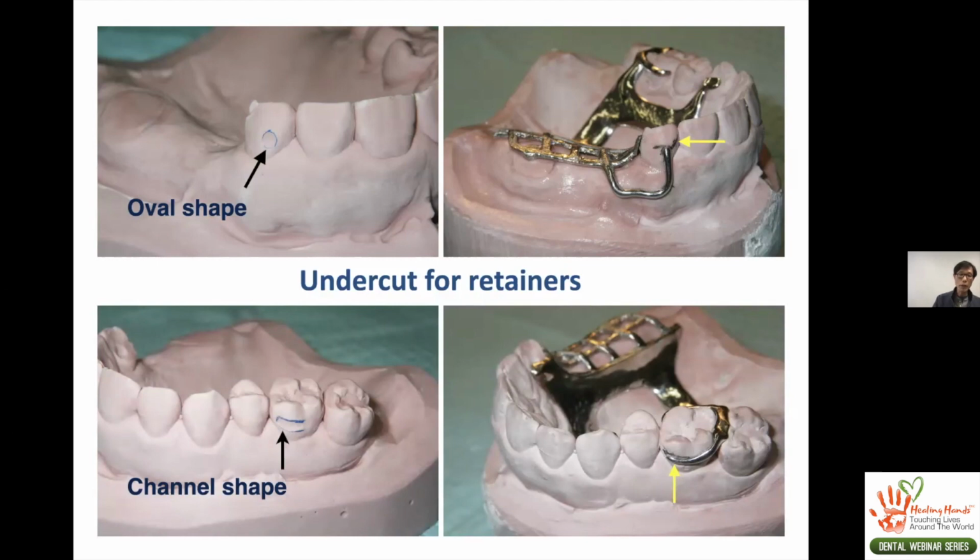So if you look at the mesiofacial of that first molar, you can see a channel type undercut, which would be about 0.01 inch. It should be greater than 0.01 and less than 0.02. It should not be greater than 0.02 inch undercut.